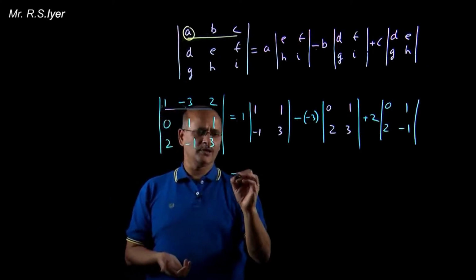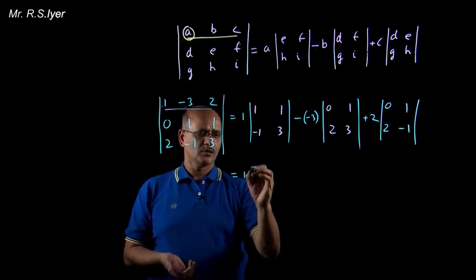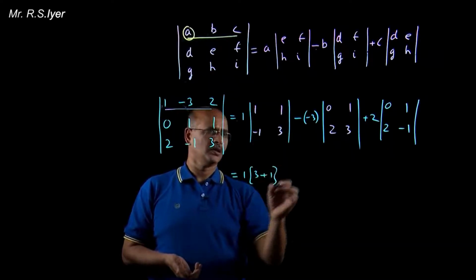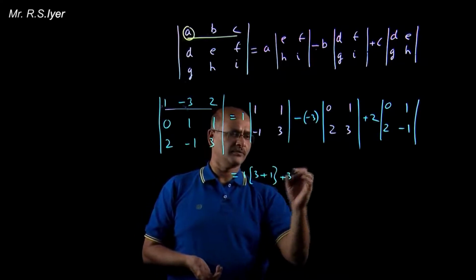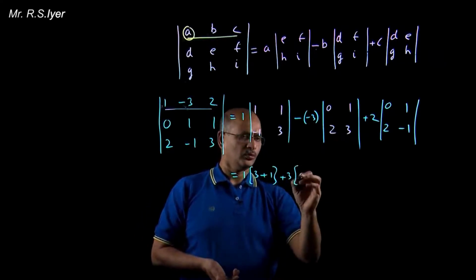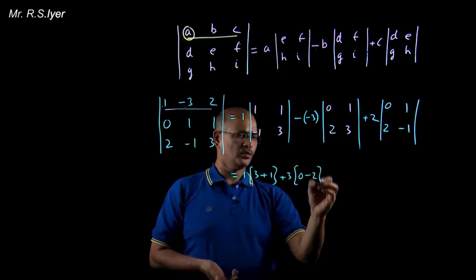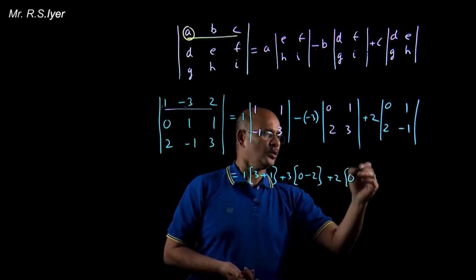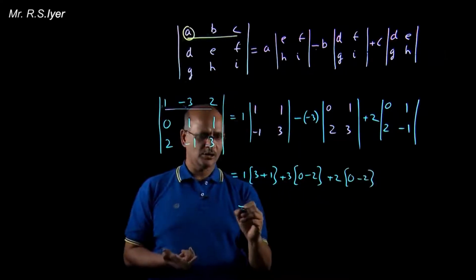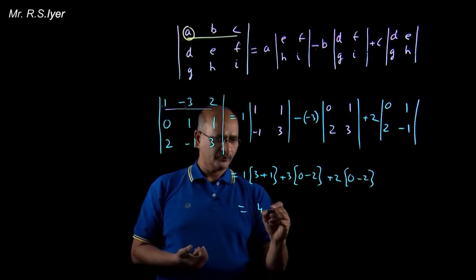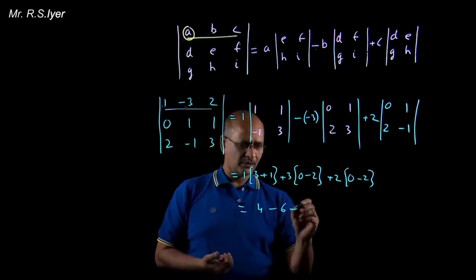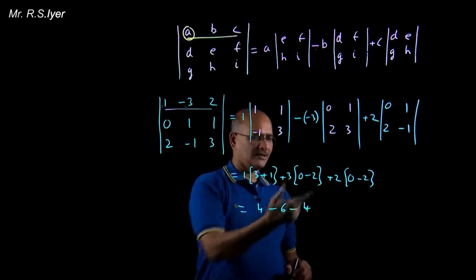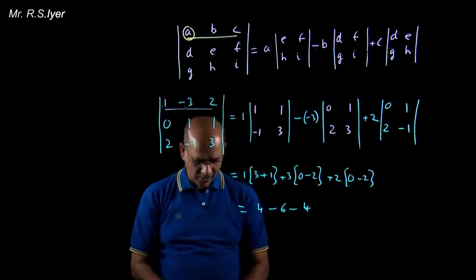Now I can evaluate it very quickly. This is 1 as it is. This is nothing but AD minus BC. So 3 plus 1. Minus of minus 3 is plus 3. 0, 2 ones are 2, minus 2. Plus 2, 0, minus 2. Finally, you have to evaluate this. This is nothing but 4 minus 6 minus 4. Check it yourself. 3 ones plus 4, 3 twos are 6, minus 6, and 2 into minus 2 is minus 4. So finally you can get the value.